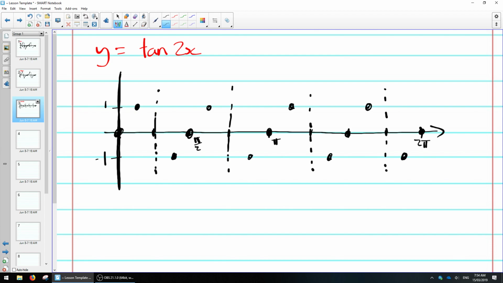Negative 1. So now, this graph has 1, 2, 3, 4, 5, 6, 7, 8, 9, 10, 11, 12, 13 different anchor points, not to mention the 4 asymptotes. So I have 17 key features here. It's quite detailed. It didn't take me too long to do all those, because it all comes from me knowing those key features of the tan graph. So now, you can just draw that tan graph.